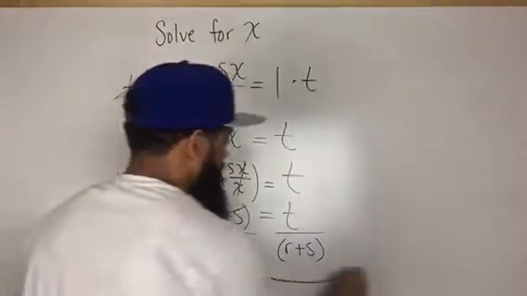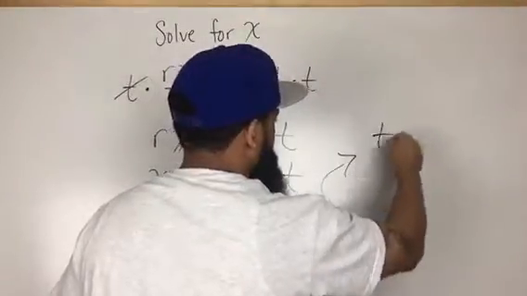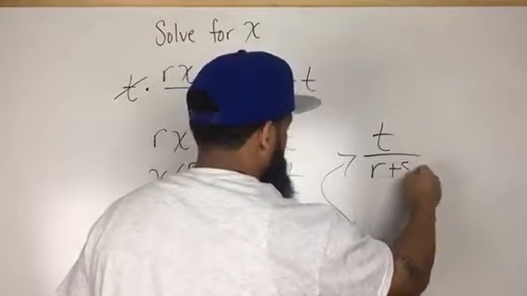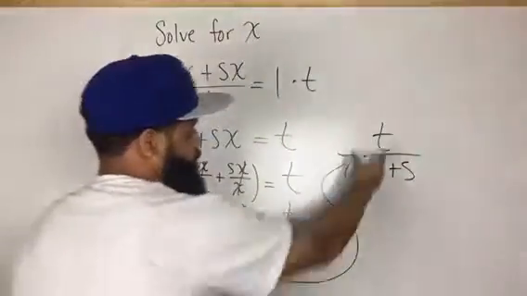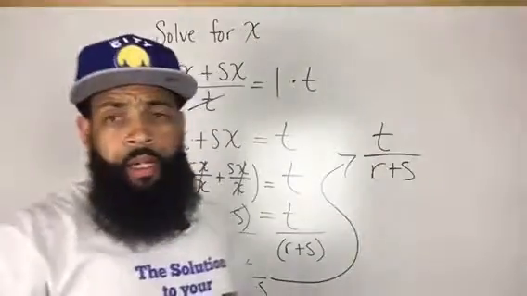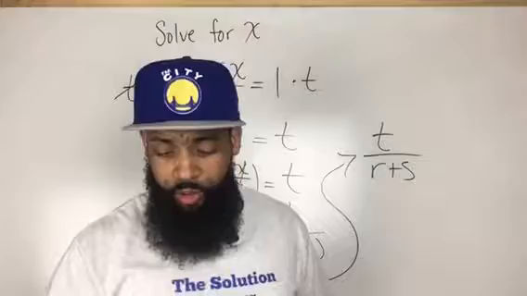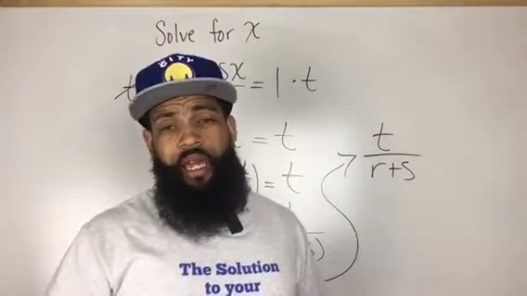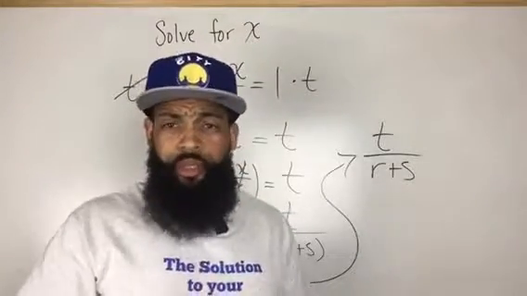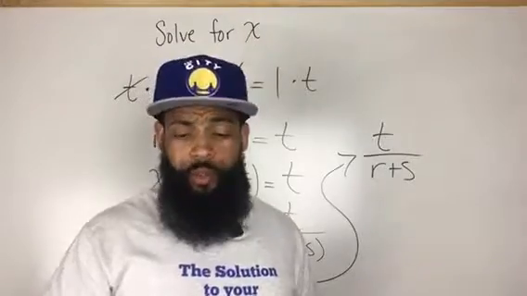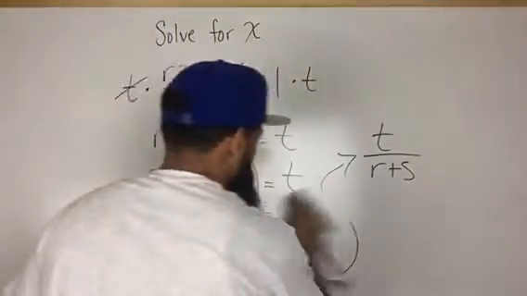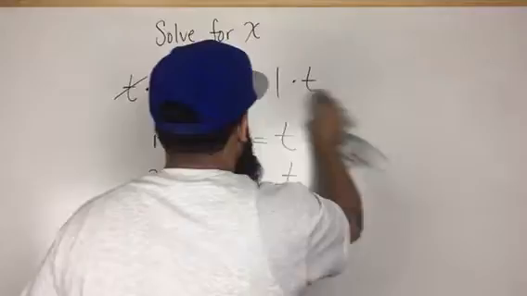And just in case this can't be seen, I'm going to say t divided by r plus s. And if you notice, that answer is right here as well. Okay, so those are some examples on how to solve a literal equation. Remember, the process still shows inverse operations, and as long as you keep the equation balanced using inverse operations, then you're going to solve for the variable that you want to.